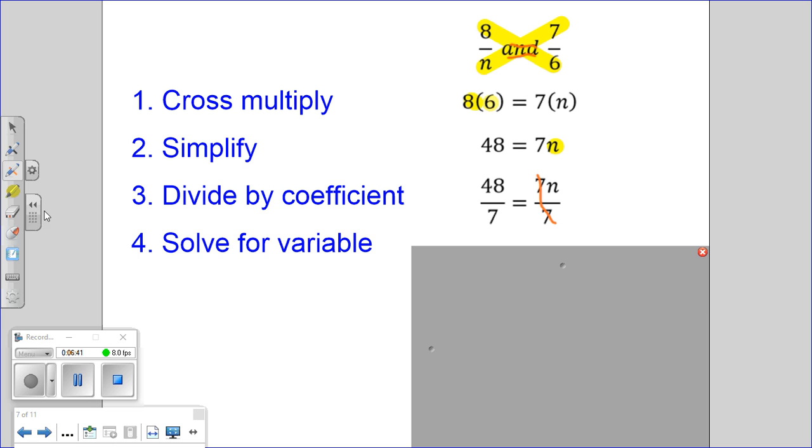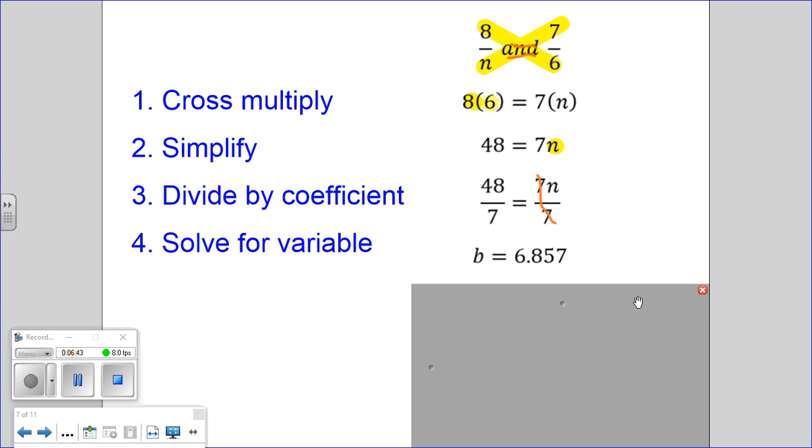And then I know that 48 divided by 7 gives me this decimal number, 6.857. So you could go ahead and use your calculator to solve for that value here. And I know this says B, but that's a mistake. It should say the letter N, since that's the letter we were given. So we solve for variable N. Now I know the missing number here would be this decimal value, and these would be equivalent.